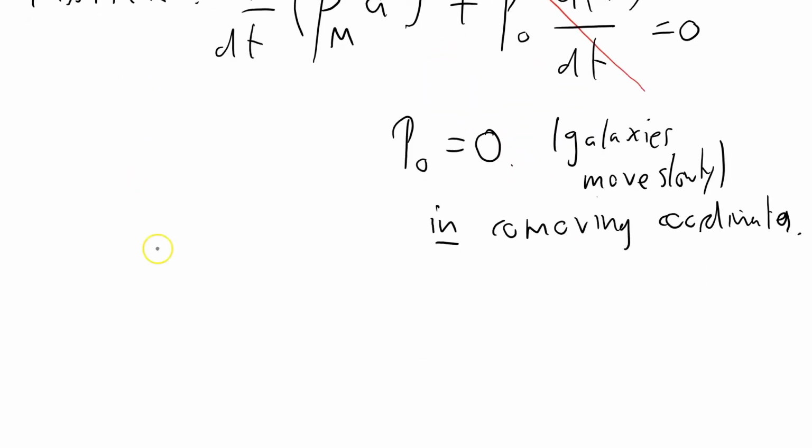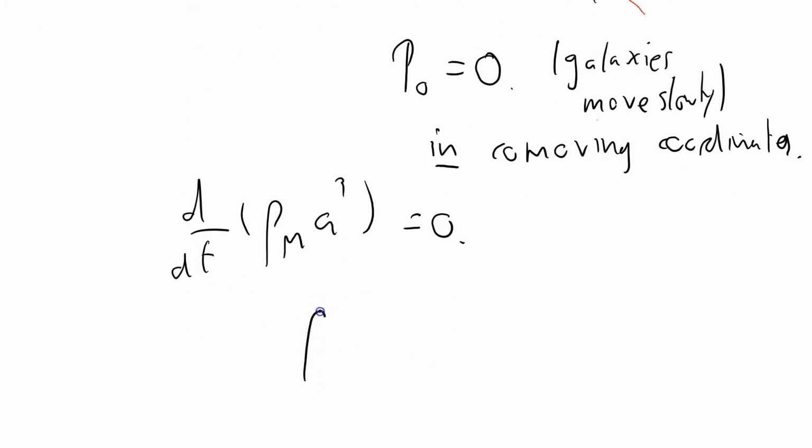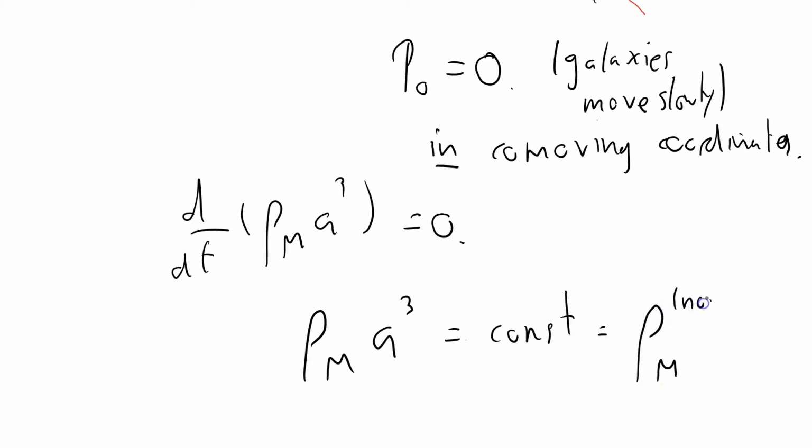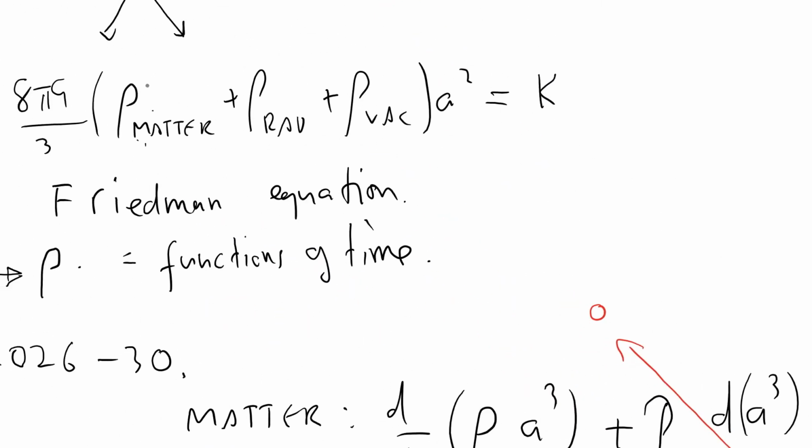So what that says now is that d by dt of rho m a cubed equals 0. That tells me that rho m times a cubed equals a constant, equals rho m now, for matter. Now, whatever this thing is now, it's going to be the same for all time: a now cubed. And of course, I'm going to take this value here and substitute it into my Friedmann equation here.